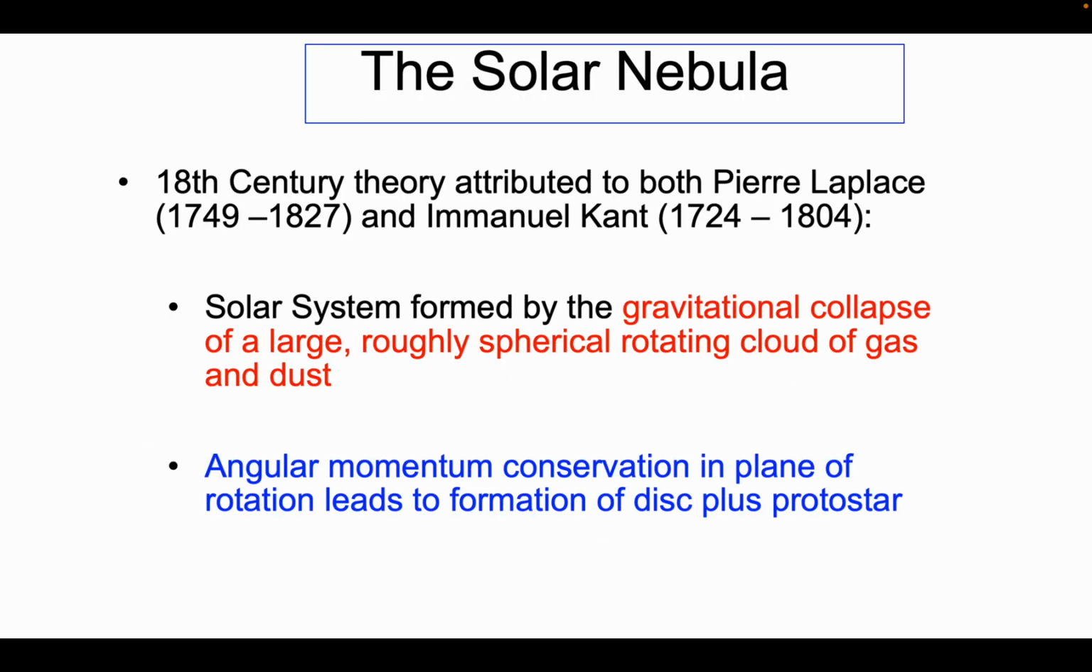How did the Earth form? This was our first question. So in the 18th century, the theory attributed to both Pierre Laplace and Immanuel Kant was that the solar system formed by the gravitational collapse of a large, roughly spherical rotating cloud of gas and dust, and the angular momentum conservation in the plane of rotation leads to the formation of a disk plus a protostar system.